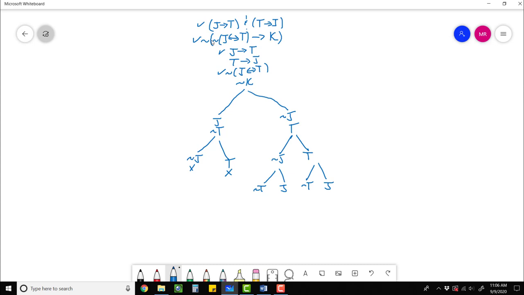We have not T contradicting T. We have J contradicting not J. We have not T contradicting T. We have J contradicting not J. Every single branch closed, so valid. All branches closed.